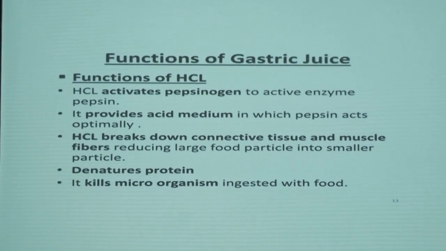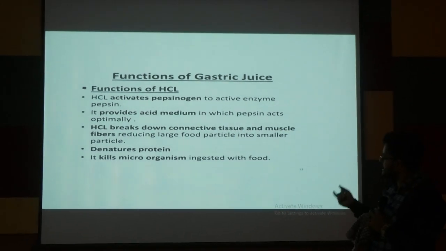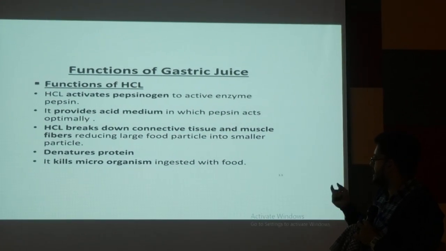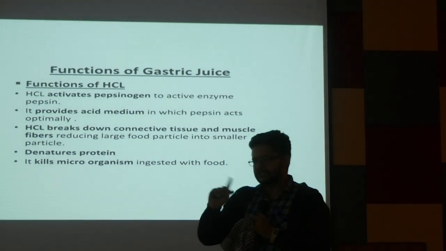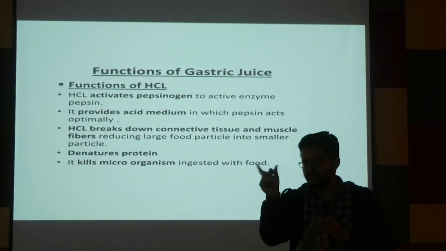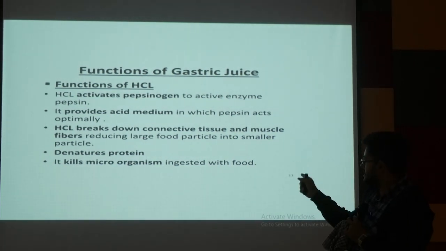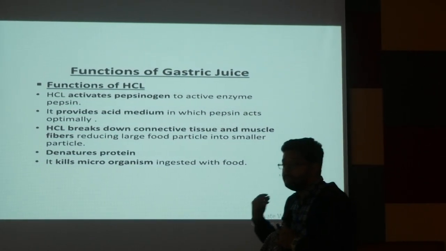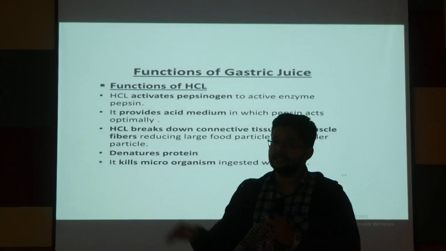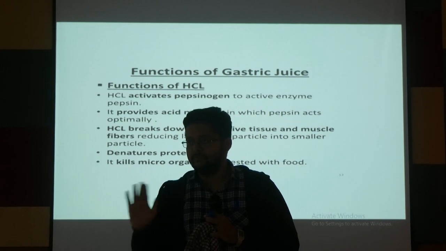Activate enzyme pepsin. Acid medium, it provides the medium in which, you already know, pepsin acts optimally. HCl breaks down connective tissue and muscle fibers, this happens in the meat, whichever we are taking. So larger molecules of meat are broken down, connections within the meat structure are broken down. It denatures protein, definitely, and it kills microorganisms ingested with food. That's why it is very important. People who are rampantly taking antacids for years after years are reducing their HCl. Actually, they are making themselves prone to infection. That's a very bad practice.